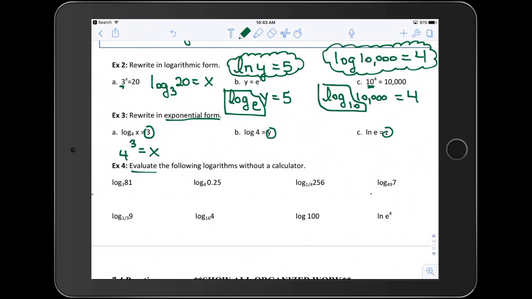So here, let's do this. Notice that there isn't a subscript, so it is written as a log 4. So we know the base is 10 because this is a common log, kind of like example 2, letter C. So 10 to the y equals 4.